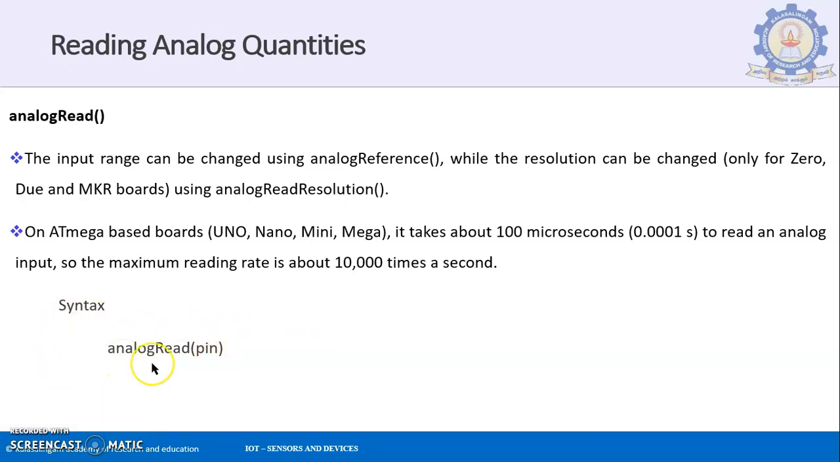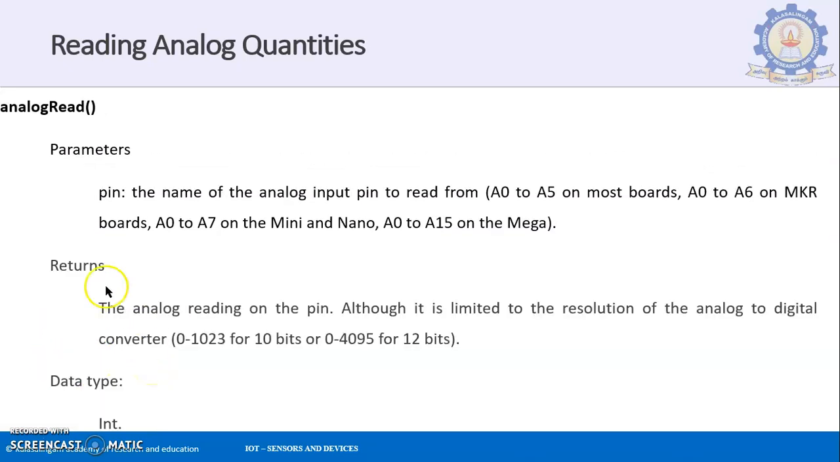So the statement used for that is the analog read of pin. So what are the parameters? We saw that pin over here. You have pins from A0 to A5 for your Uno boards, A0 to A6 for the Nano boards, A0 to A7 for Mini and Nano. And for Mega, you have double the number of analog pins. So you have A0 to A15 for this particular Mega over here.